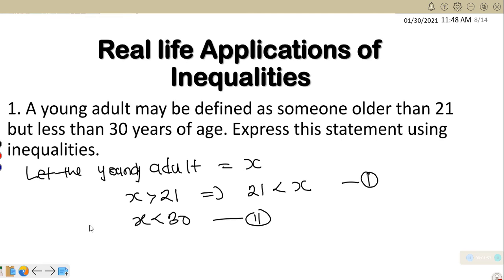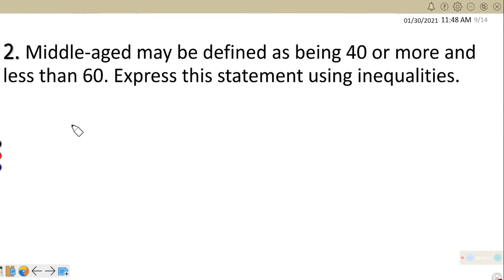So express the statement using inequalities. The statement can be written as 21 less than x less than 30, combining 1 and 2. So this is the inequality statement representing the given description of the age of a young man, and that solves the problem.